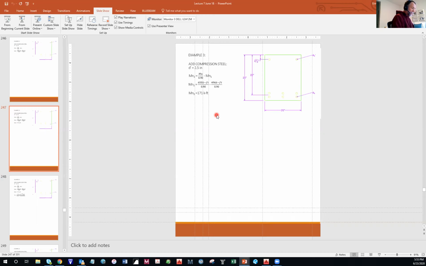Example 510 is the exact same thing, only this is an example where the compression steel does not yield. And they're showing you how to come up with 40.6 ksi, and then the rest of it falls into place. Okay, so I kind of walked you through it. Does that help?